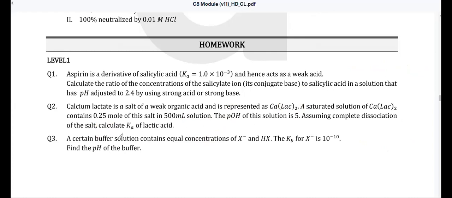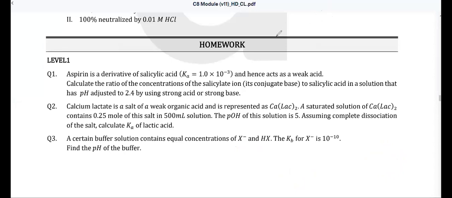Now third one. It is already given that third is a buffer. Equal concentration, Kb given. So it's easy now. pOH is equal to pKb because equal concentration, so log of salt by acid will become 0. Sorry, it's acid, so pH is equal to pKa. But Kb is given. Kb is equal to 10 to the power minus 10. So Ka is 10 to the power minus 4. So pH is equal to pKa, log of this. So third one is an easy question.